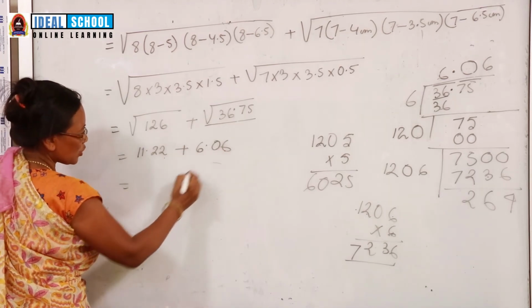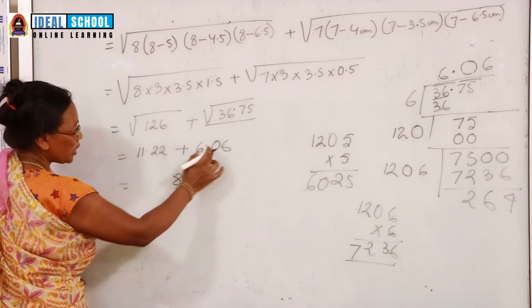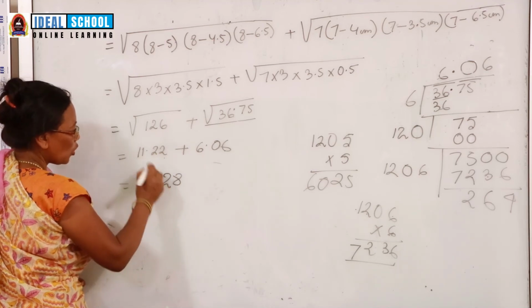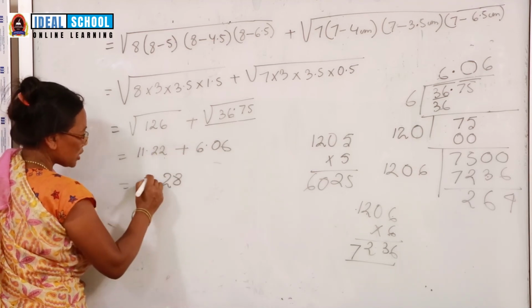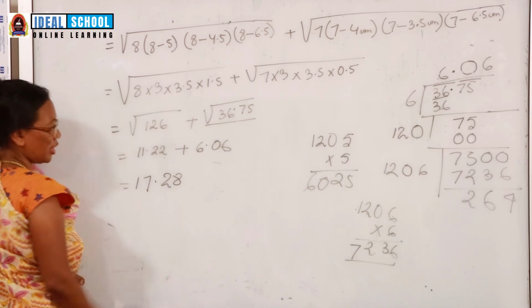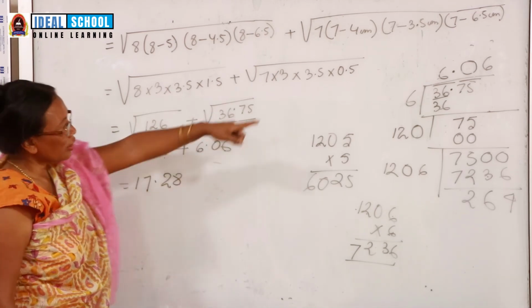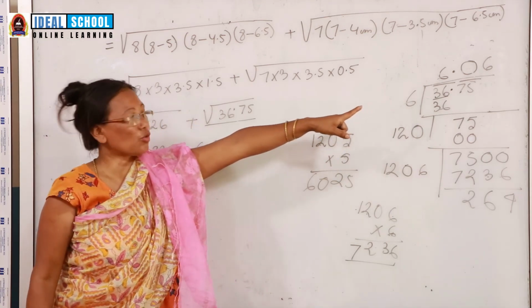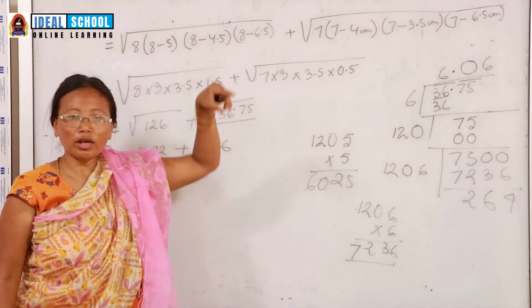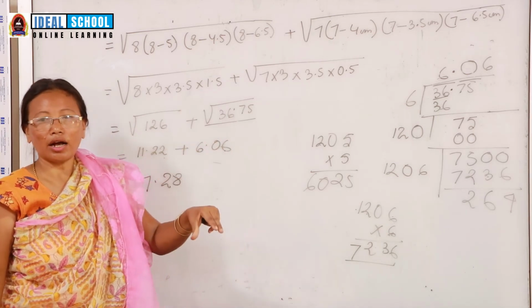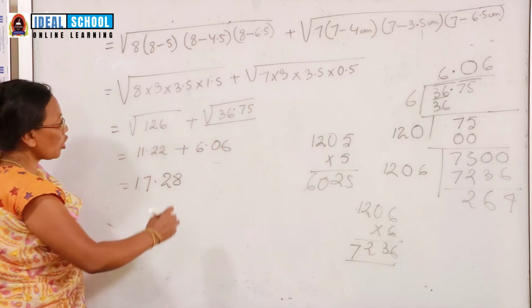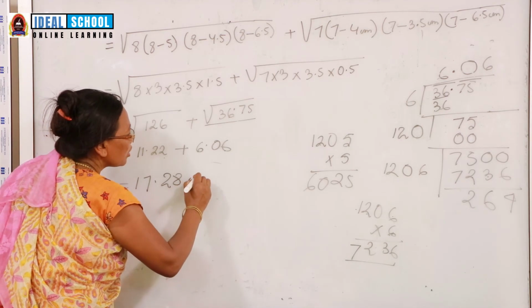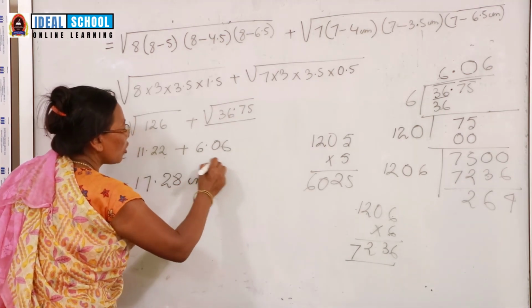2 plus 6 is equal to 8. 2 plus 0 is equal to 2. 1 plus 6 is equal to 7. Then 1 left, it is 8.1. Then again, the unit of the given data is centimeter. That's why don't forget that we are finding the area. That's why the unit of the area will be centimeter square.